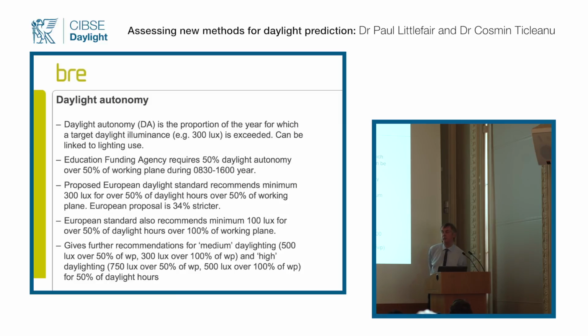The daylight autonomy could be linked to perhaps when you might need to switch your electric lighting on. So suppose you switch your electric lighting on when the daylight in the middle of the room was 300 lux. Then the daylight autonomy would be roughly equal to 100% minus the lighting use in the space.